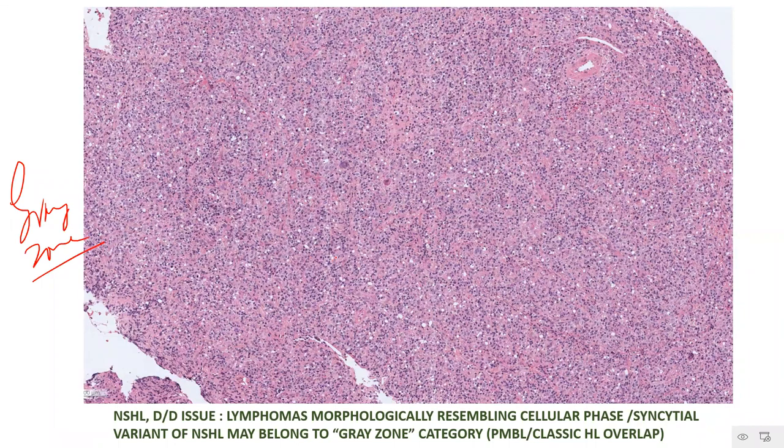And if you had been thinking of a primary mediastinal B-cell lymphoma, you get markers like, say, CD30 along with CD15, which take your diagnosis away towards the diagnosis of a classical Hodgkin lymphoma. But the problem here is that you don't have a single histotype or immunophenotype to fit into a single histological category. So these kinds of lymphomas tend to straddle the gray zone between the syncytial variant of nodular sclerosis Hodgkin lymphoma and primary mediastinal B-cell lymphoma, thus resulting in a characteristic overlap of PMBL with a classic Hodgkin lymphoma.